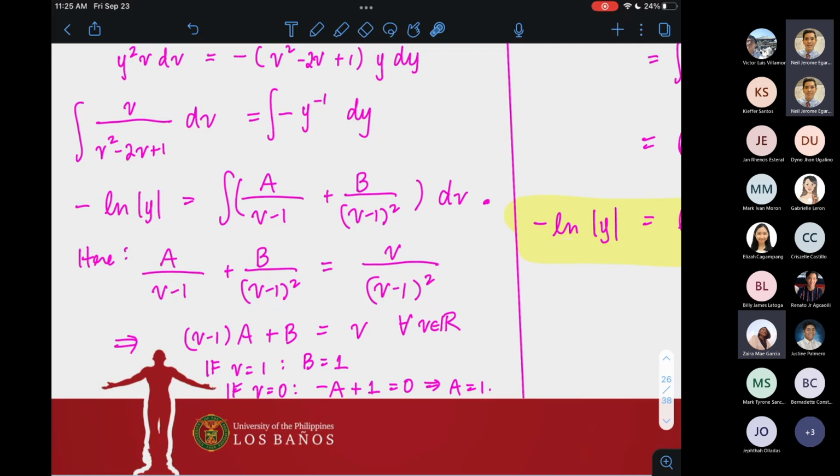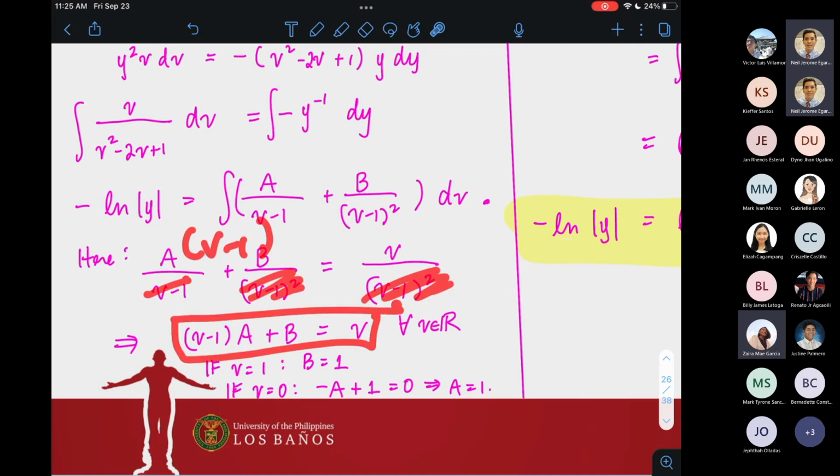So ang ginawa ko, I want to get rid of the denominators first because who really enjoys working with fractions? Definitely no one, all right? So we multiply both sides by v minus 1 squared para mawala to. Tapos ito mawawala pero may matitirang v minus 1 sa taas. And hence, you get this. And this should be true for all values of v.